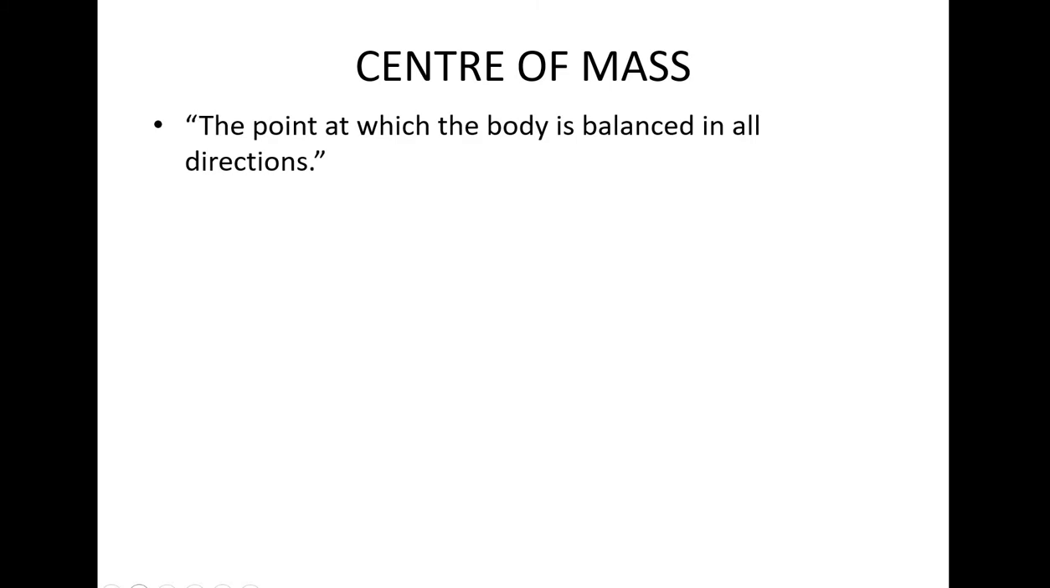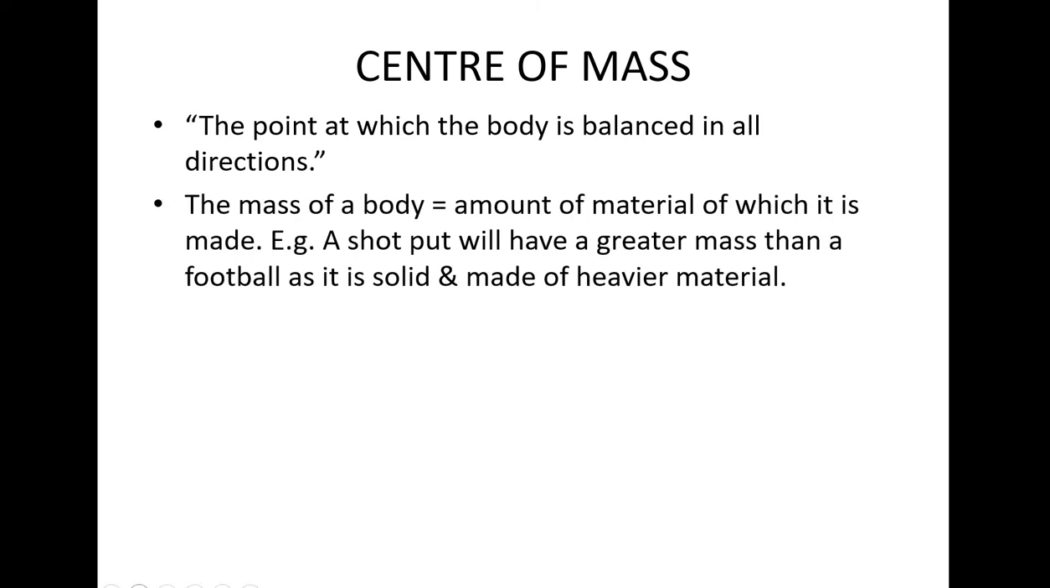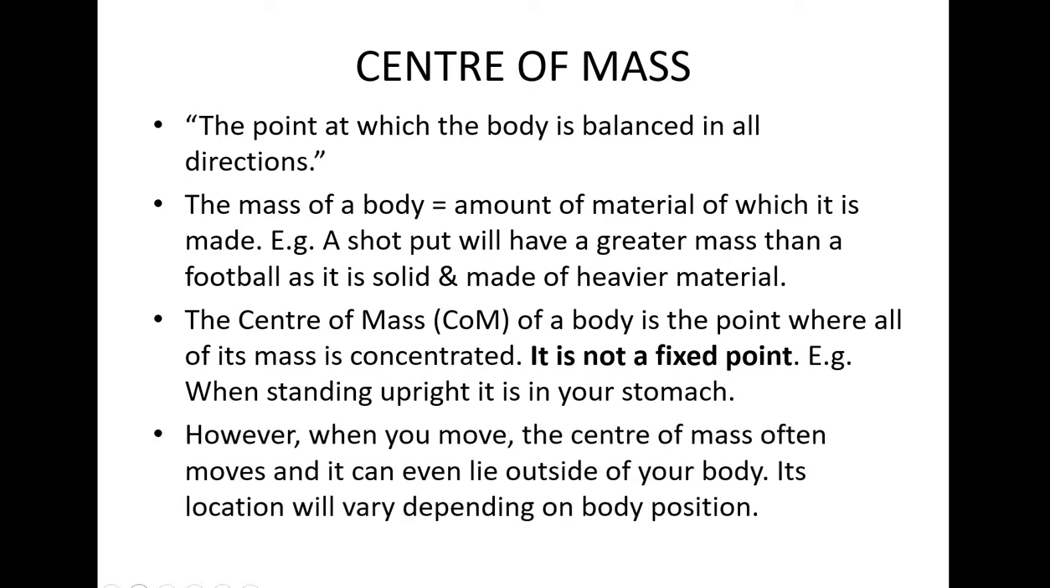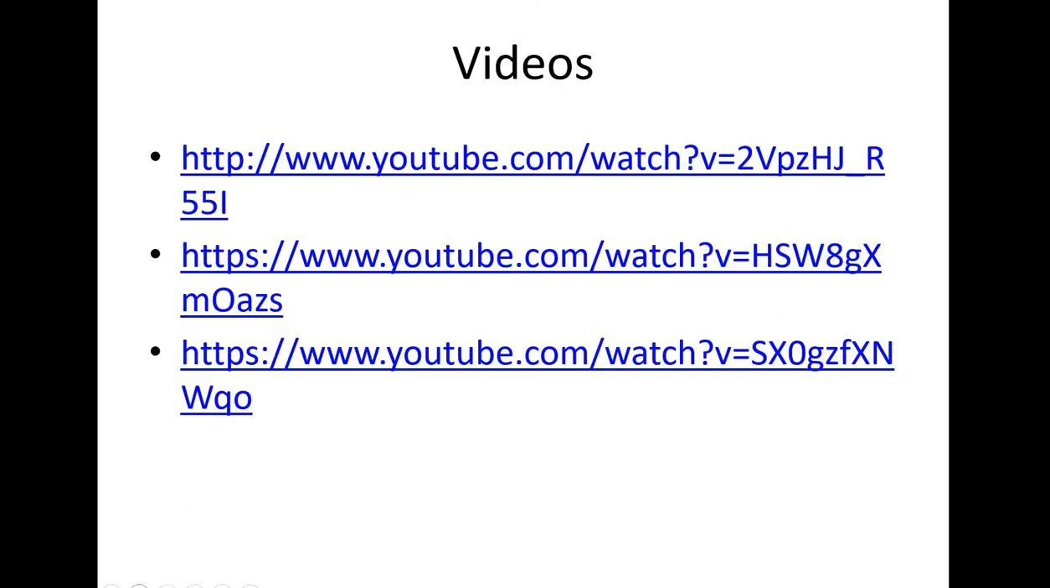Now, a bit of a recap. Centre of mass is the point at which the body is balanced in all directions. The mass of the body is the amount of material of which it's made. For example, a shot put will have a much greater mass than a football, because a shot put is made of heavy metal and is solid through, whereas a football is full of air, so it has less mass. The centre of mass is the point where all of its mass is concentrated. It's not fixed: when you're standing upright it's in your stomach, but if you move, the centre of mass can lie outside your body, and its location will vary depending on your body position.